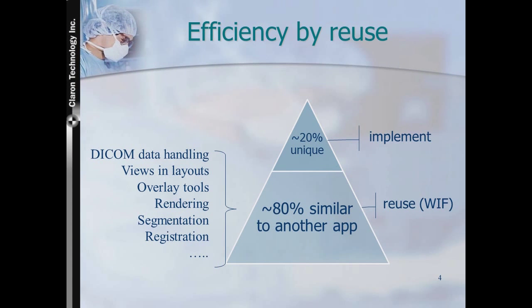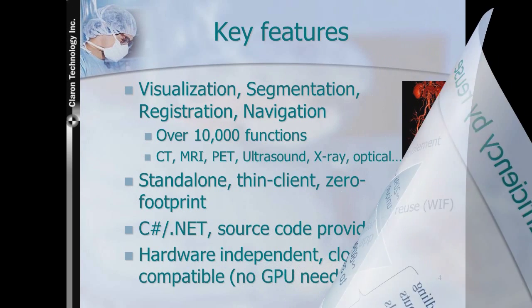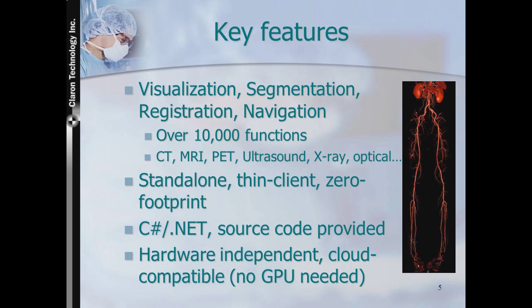Not so for Claron. Through dozens of application development cycles, Claron has accumulated a large body of reusable code and packaged it in WIF. With each product added, WIF's feature set expands and its robustness improves. WIF's functions, over 10,000 of them, store, send, identify, visualize, and analyze patient anatomy in images of all types.